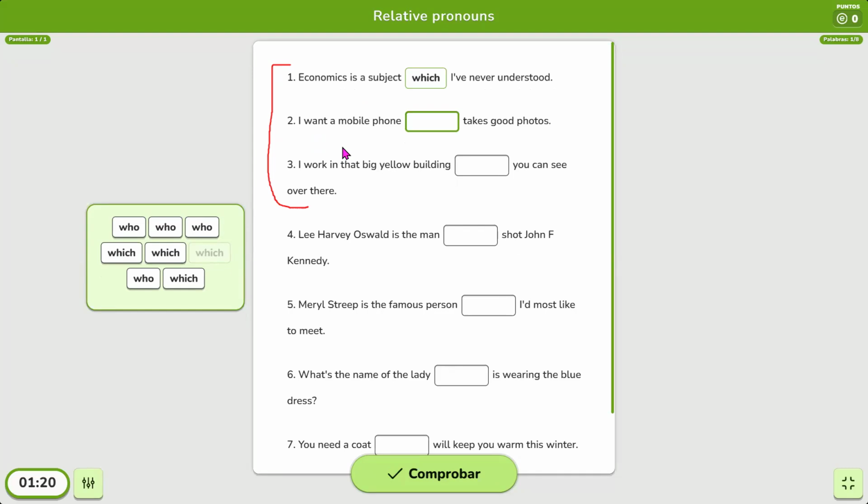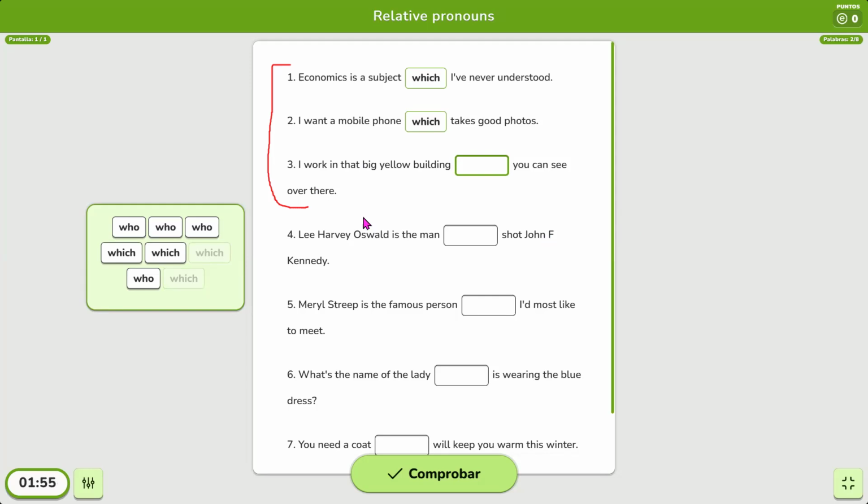I want a mobile phone takes good photos. It is a person or an object. Who? Okay, mobile phone. Is this a person or an object? An object. So, a mobile phone. Which. Next one, Maria Giselle.